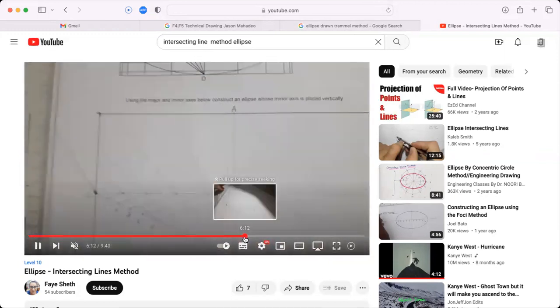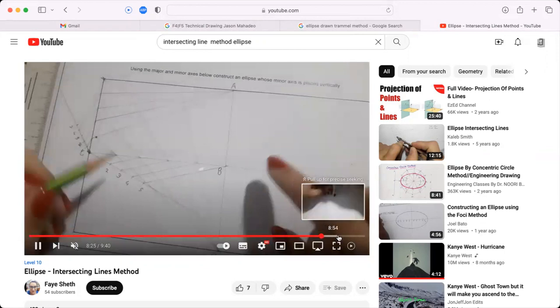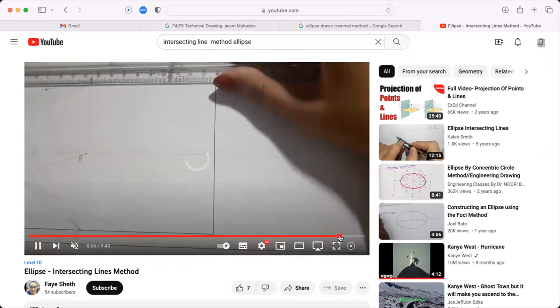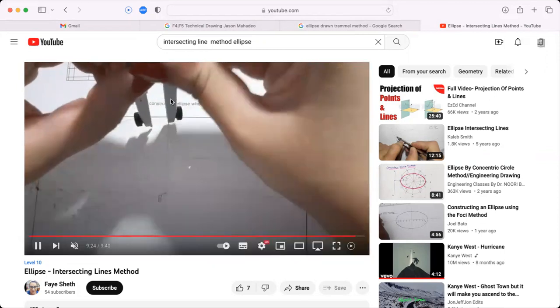And so the best thing really is to practice these someday, but we don't need to practice this right now, right? I just focus on understanding what it is. So the intersecting line method is the same thing as the rectangular method. I just want to show you what it looks like in the end.